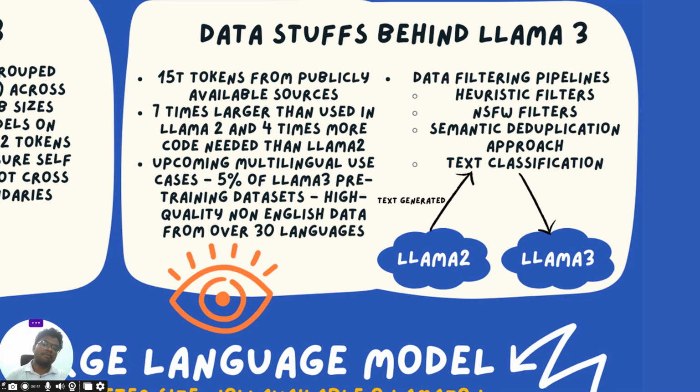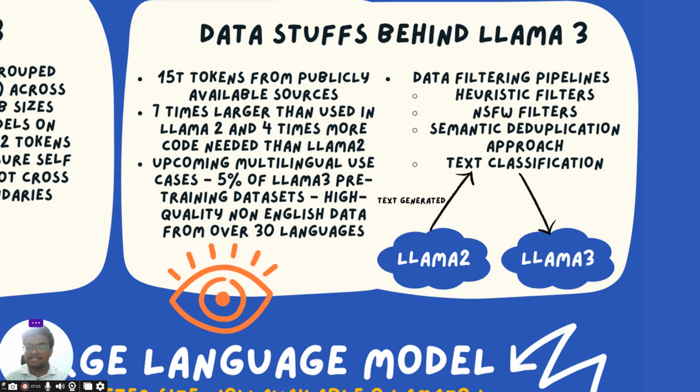The third thing is the data filtering pipeline. So how the data has been filtered before giving the data to Llama 3. The first thing is the heuristic filters. That's going to be given inside Llama 3. And the second thing is the NSFW filters, as you know, and the semantic deduplication approach. And coming to the text classification point of view.